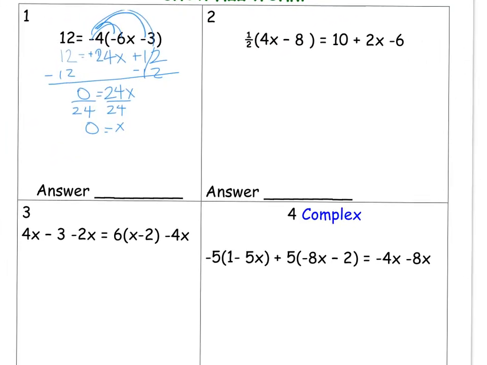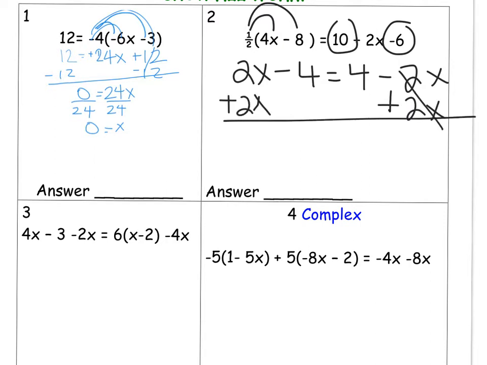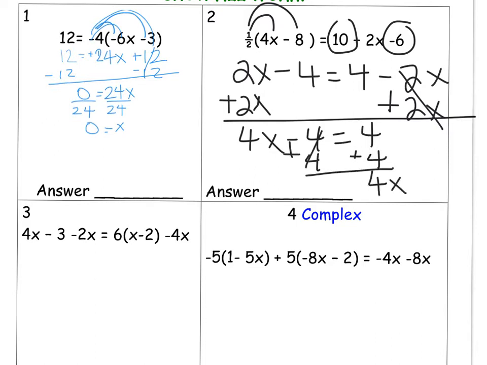Number 2. We got a fraction, that's okay. We are going to multiply what's half of 4, which would be 2x, and half of 8 is negative 4, equals, we can combine like terms right here. 10 minus 6 is 4 minus 2x. So I'm going to add 2x to the other side. And I get 4x minus 4 equals 4. Add 4. 4x equals 8. Divide by 4. X equals 2.